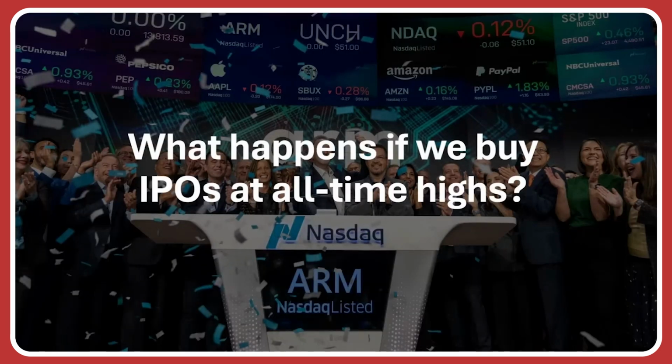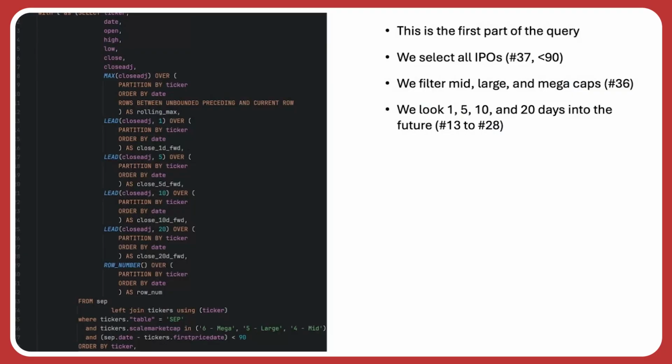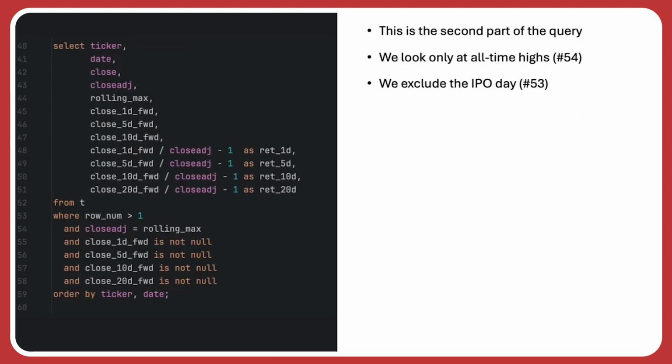Now, to compare, let's see what happens if we buy an IPO at all-time highs. The query is basically the same with one difference, which is in line 37. Instead of more than 90 days, we're selecting less than 90 days, which is our definition of IPOs. We continue filtering mid, large, and mega caps, and we continue looking 1, 5, 10, and 20 days into the future. The second part of this query is almost exactly the same with one difference, which is line 53. We exclude the very first IPO base. So what this does is we are going to look into buying whenever an IPO hits an all-time high, excluding, of course, the very first day, because the very first day of an IPO, by definition, is an all-time high. So we start looking from the second day of listing until the 89th day.